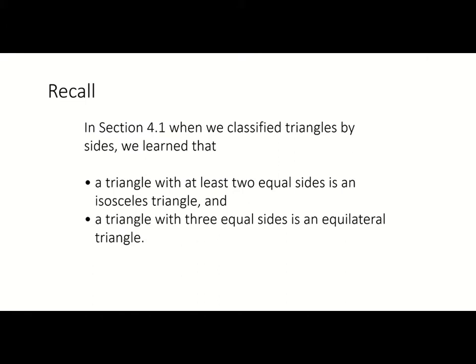So in section 4.1, when we talked about isosceles triangles, remember isosceles triangles have at least 2 equal sides, and then a triangle with 3 equal sides is an equilateral triangle. And what we're going to do is just look at different properties of those triangles today.